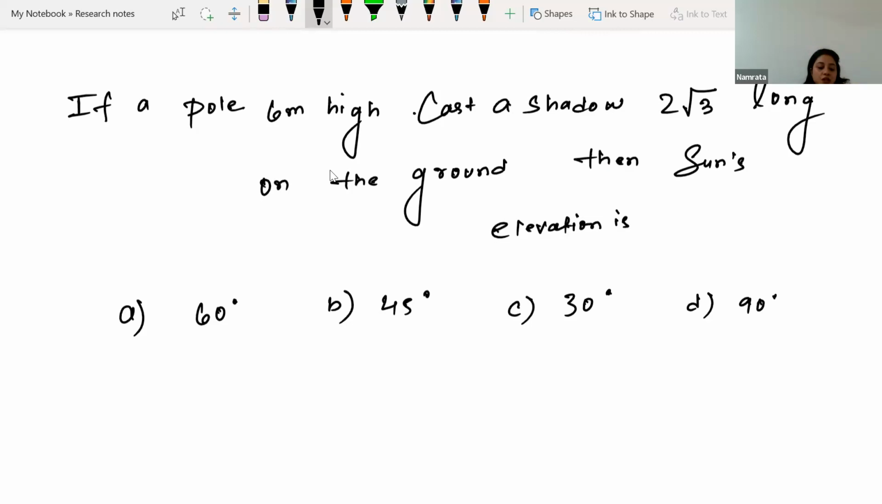If a pole is this many meters high, let's draw the figure first. If a pole is 6 meter high and casts a shadow 2√3 meter long, the shadow will obviously be like this, 2√3, on the ground. The sun's elevation is... Anyone from here, please tell me what to do over here. What do we have to find?